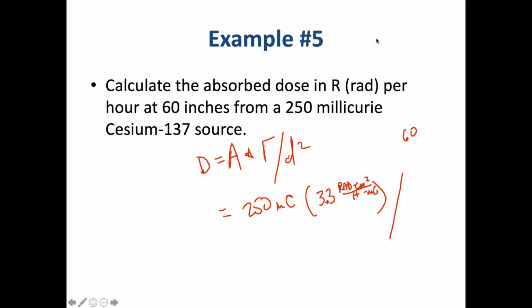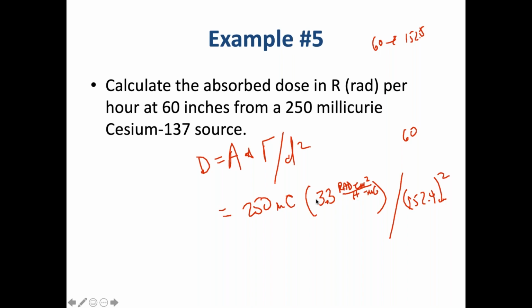Somebody want to convert from 60 inches to centimeters? 152.4. Everybody agree with that? It's about 2.5 centimeters per inch, so 150, a little bit more than that, 152 sounds right. Okay, squared. So someone do the math for me here.